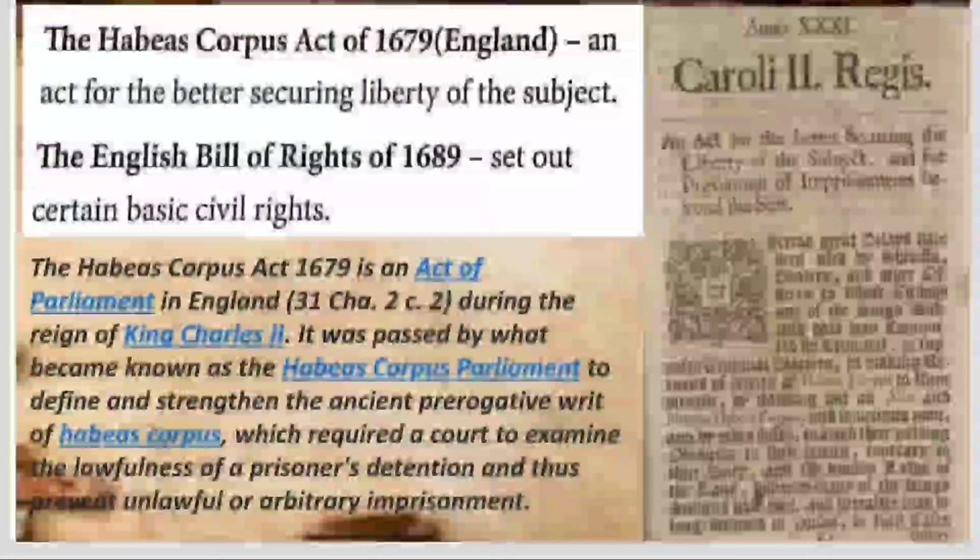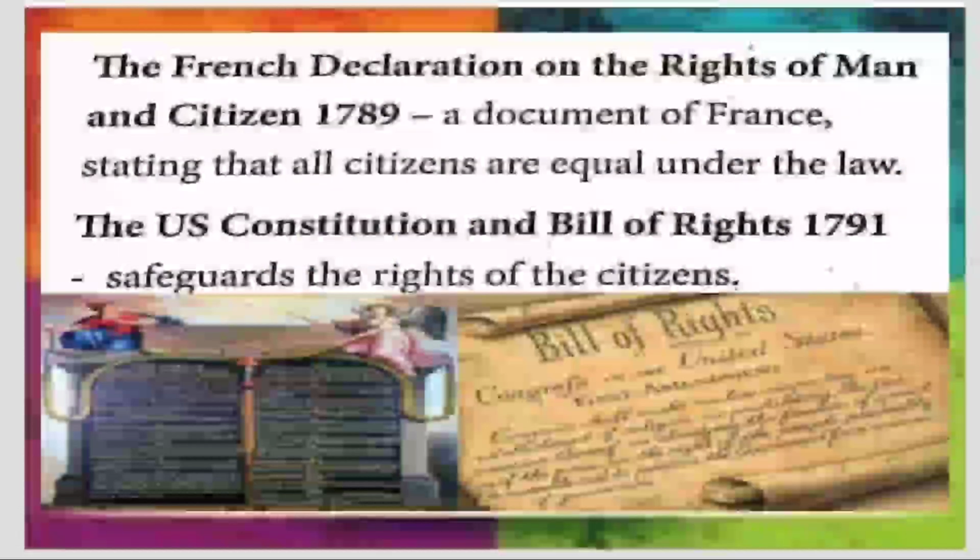The next, the English Bill of Rights of 1689, it set out the certain basic civil rights. The next written document is the French Declaration on the Rights of Man and Citizen 1789, a document of France stating that all citizens are equal under the law. The next, the US Constitution and Bill of Rights 1791, it safeguards the rights of the citizens.